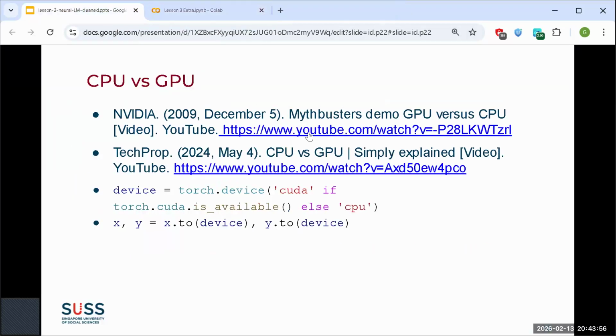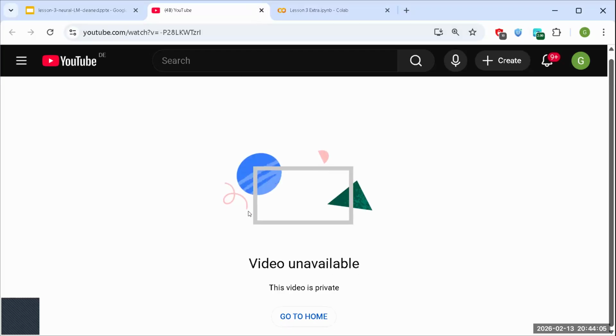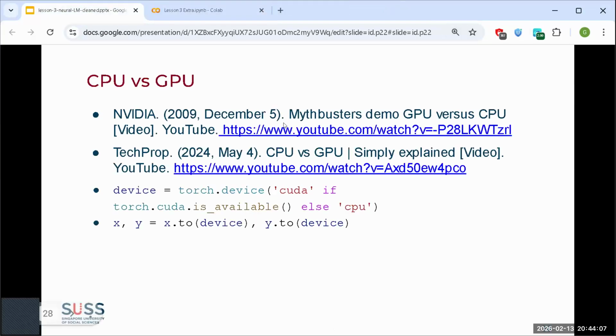Okay, so let's see the GPU versus CPU. See if it helps. Oh, video unavailable. Okay, I guess somehow this video disappeared. Okay, let's look at this video then.